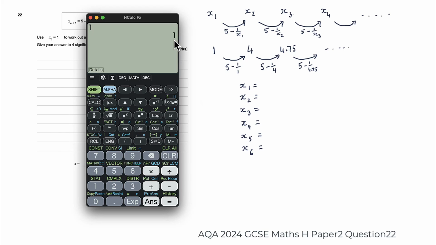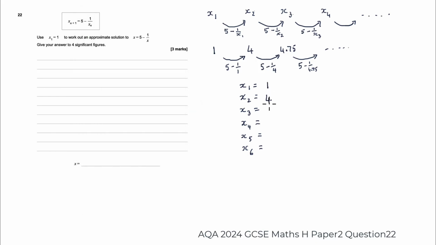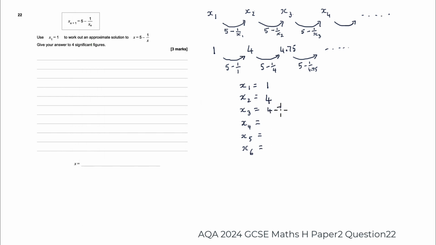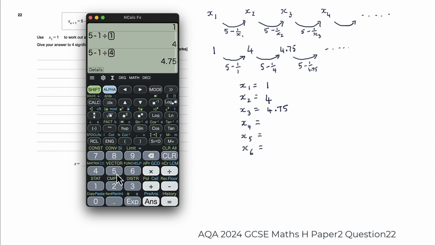So we start with 1, we then do 5 minus 1 divided by that answer, which was 1. That we know gives us 4. So we start with 1, we're now on to 4. Our next calculation again is 5 minus 1 divided by that answer, and as we suspected, that's 4.75. Next up, 5 minus 1 divided by 4.75, and that'll give us x4. So that's 4.78947.